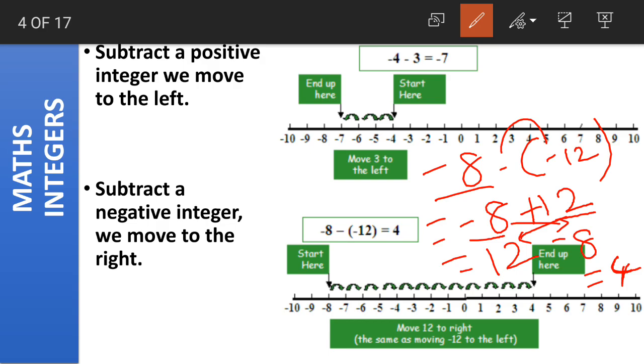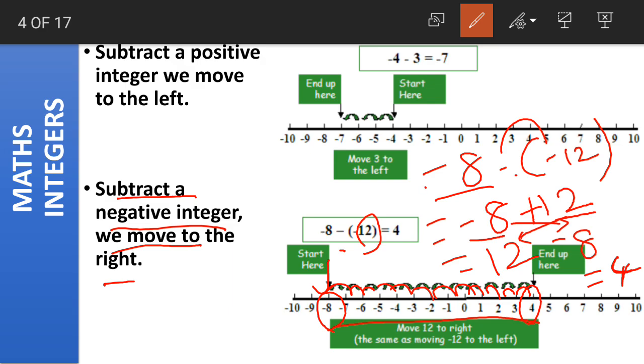If we look at the same thing on a number line, we are starting at minus 8 here and then we are subtracting a negative integer. As we are subtracting a negative integer, we are moving to the right. And how many places are we moving? We are moving 12 places to the right. 1, 2, 3, 4, 5, 6, 7, 8, 9, 10, 11, 12. After moving 12 places to the right from minus 8, we are arriving at the answer of 4. Is this clear for you all?